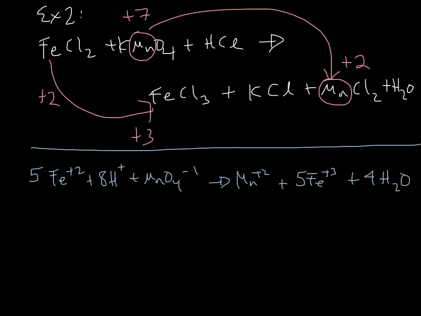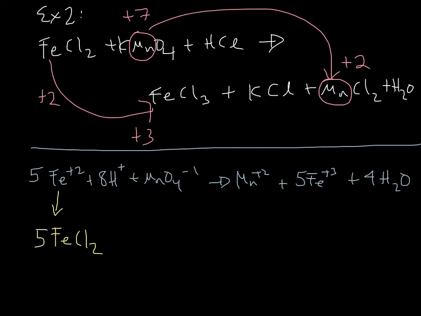Now this is a net ionic equation, and if you look at the original problem, it's a molecular equation. So let's see if we can figure out how to turn our net ionic equation into a molecular equation. Let's look at the Fe+2. Comparing that to the original reaction in the problem, we know it had to have come from the FeCl2. So if I have 5 Fe+2s, that had to have come from 5 FeCl2s.